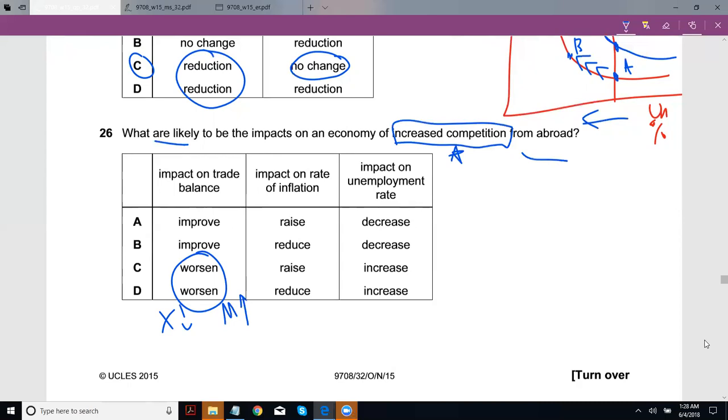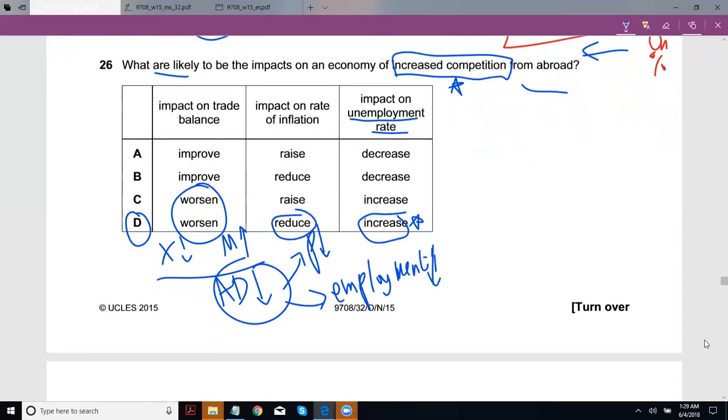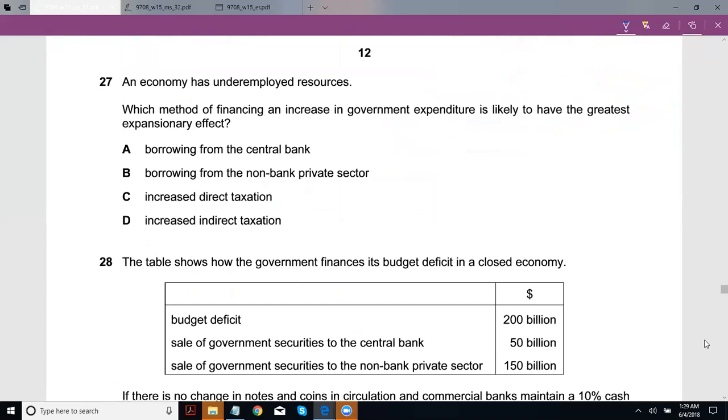Impact on rate of inflation. Now, if your trade balance is worsening, I would say that reduces the threat of demand pull inflation. And if it reduces the threat of demand pull inflation, it should increase the impact on the unemployment rate, because if, let's say, this leads to less aggregate demand, and because of that, your price level goes down, but your employment also goes down, which means your unemployment goes up, which basically is why we take an increase for unemployment. You can give that the answer of D.